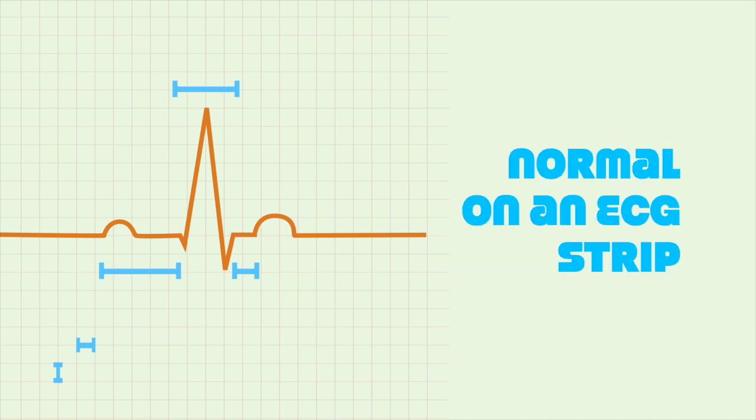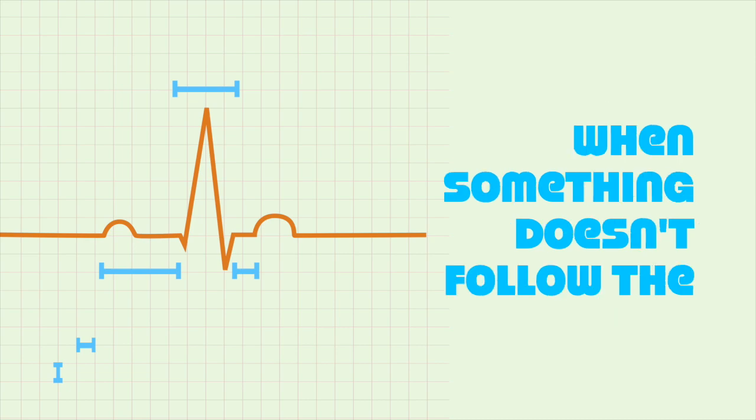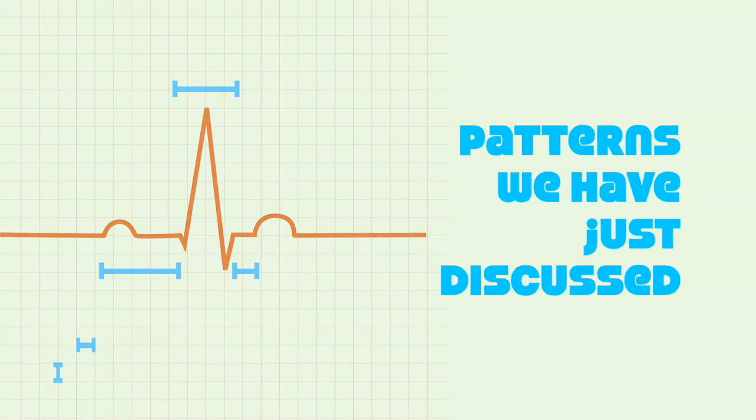So far we've discussed everything being normal on an ECG strip. Later on we shall discuss what it means when something doesn't follow the patterns we have just discussed.